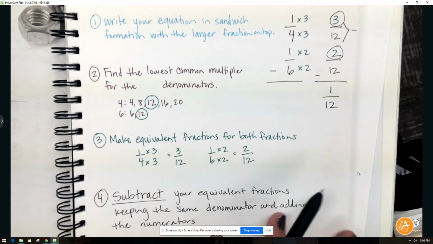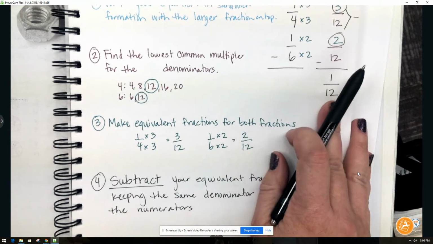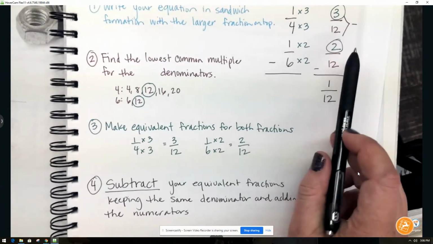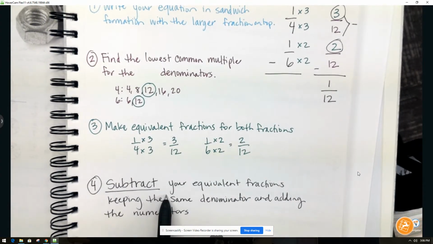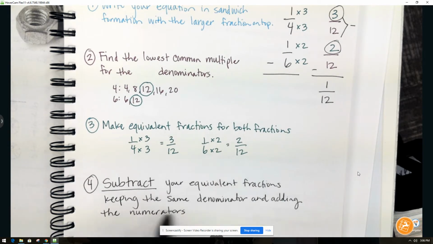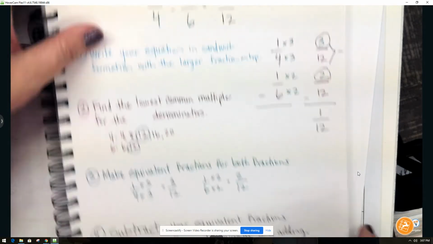So then our step 4, after we've made our equivalent fractions, is to subtract your equivalent fractions, keeping the same denominator, and oh, not adding. See, look, I catch errors whenever I'm working with you guys.